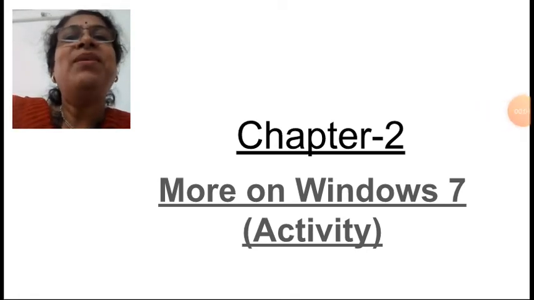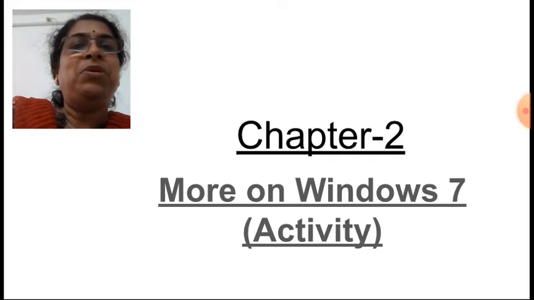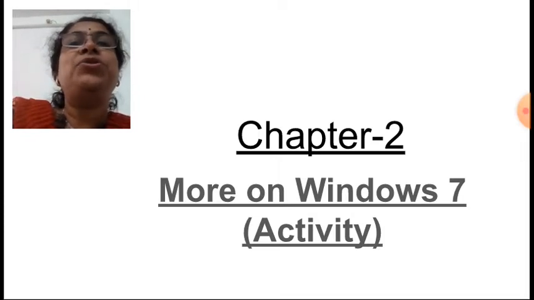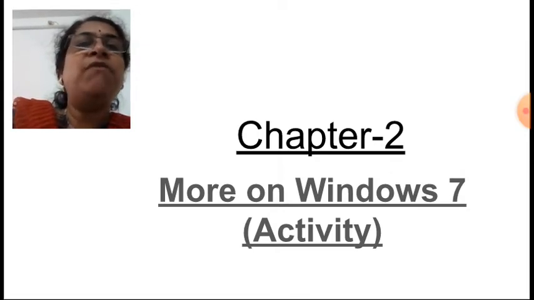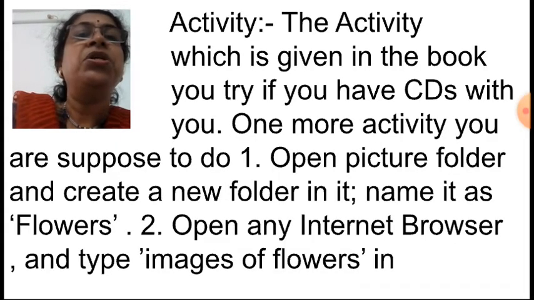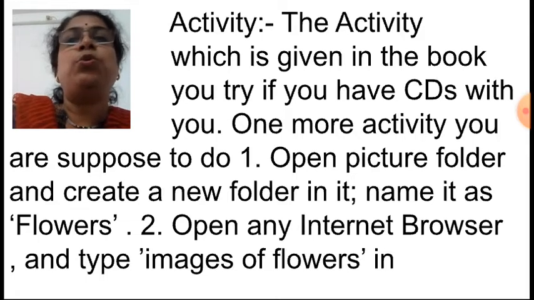Students, here we are meeting to know more about computers. Correct? We have seen the chapter on Windows 7. What is Windows 7? This is an operating system, developed by the Microsoft company, and we have learned so many things about Windows 7. Correct? The features, the advantages, the salient features also.